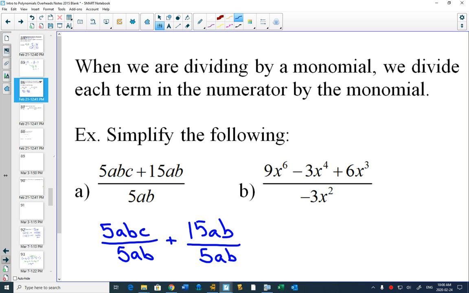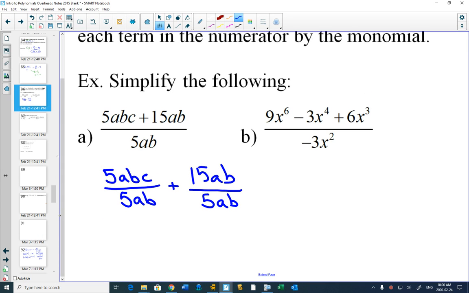And when we have a monomial divided by a monomial, and this was on your test on Friday, we simplify the numbers. What's 5 divided by 5?